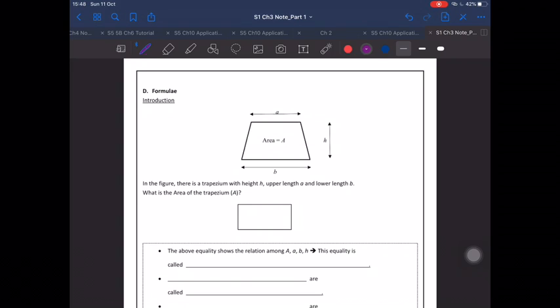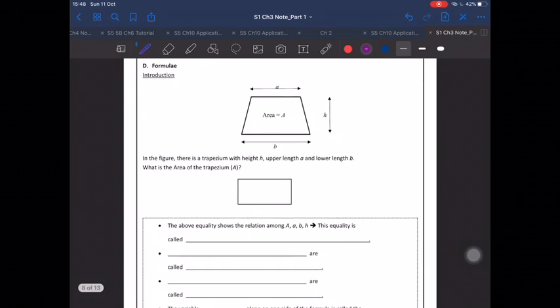Okay, so and then we will talk about formulae. Now the D part is related to formulae. Actually, this is the plural form of formula. You will find that in the figure there is a trapezium with the height h. The upper length is a and the lower length is b. So you should use these three English letters. We will say that they are variables, to figure out the formula of the area of the trapezium.